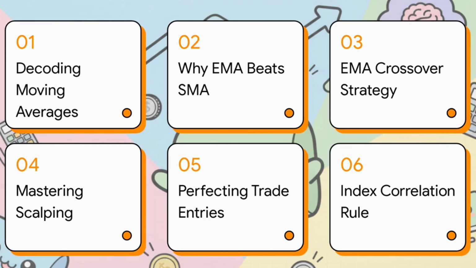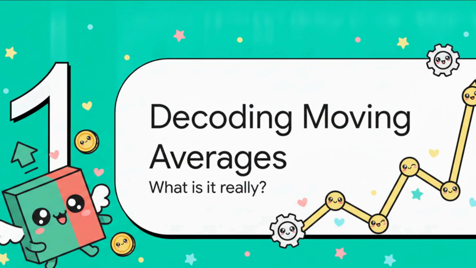Here is our roadmap for today. We're going to start by decoding the moving average, then look at why the EMA beats the SMA, jump into the crossover strategy, master the art of scalping, perfect your trade entries, and finally uncover the ultimate index correlation rule. All right, kicking things off with Section 1, decoding moving averages.